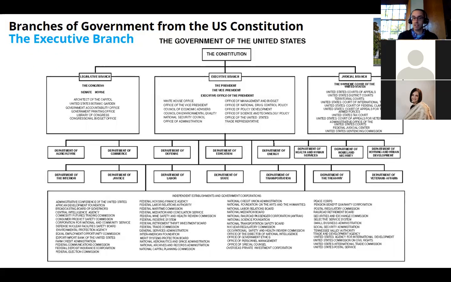1776 was the Declaration of Independence. Then they wrote the Constitution in 1787. It was ratified in 1789. So why did they design the government that we have? They sat in a room, all men representing all the different states, and they came up with these ideas, this form of government, the three branches, the checks and balances that we're going to talk about today.